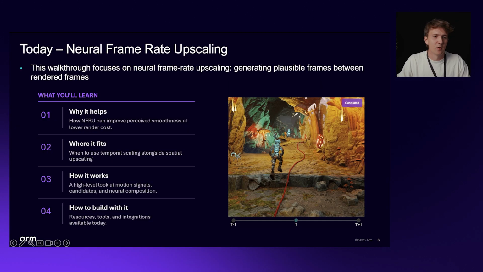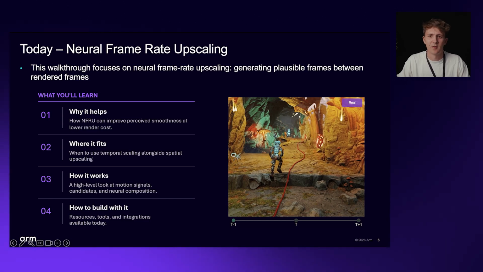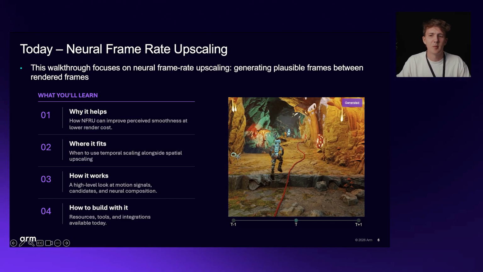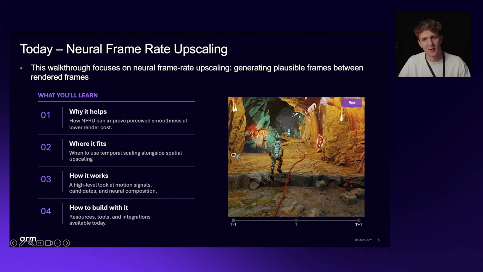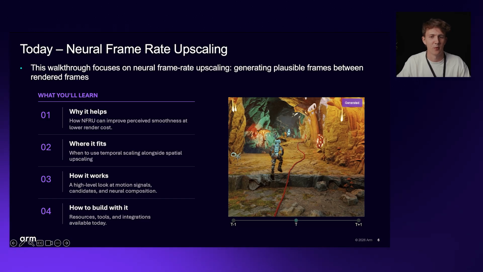So what is neural frame rate upscaling? The basic idea of this is to generate a plausible intermediate frame between two frames we've actually rendered. So in this example, we render frame t-1 and t+1, and we reconstruct the frame in the middle.